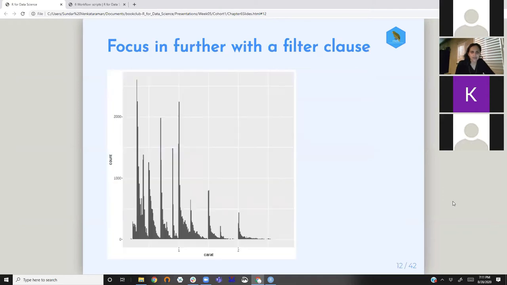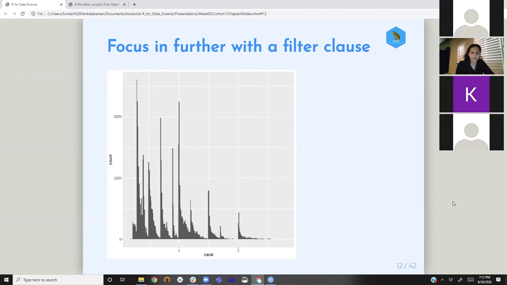If you had to focus further into your carat, so far we have been looking at all of the different carat levels available in the diamonds data set. Here we are going to drill down and only get those which are between 0 and 3. And you can see that a pattern starts to emerge.